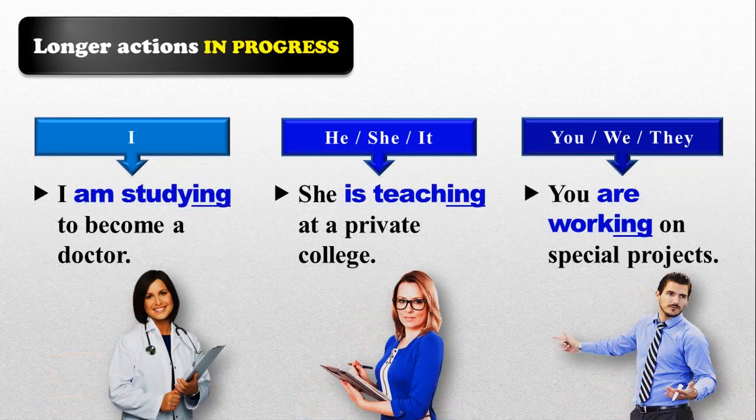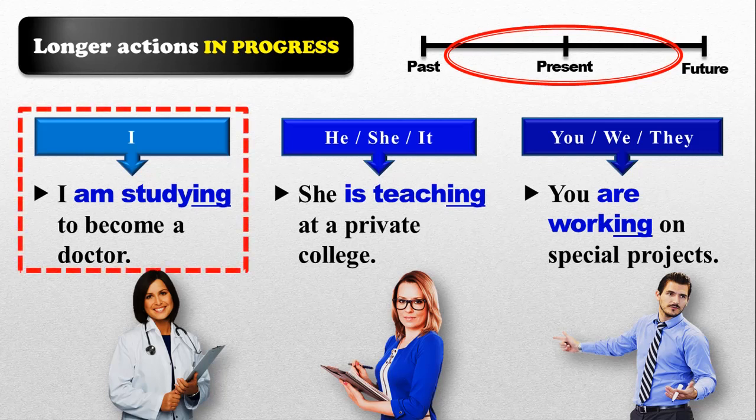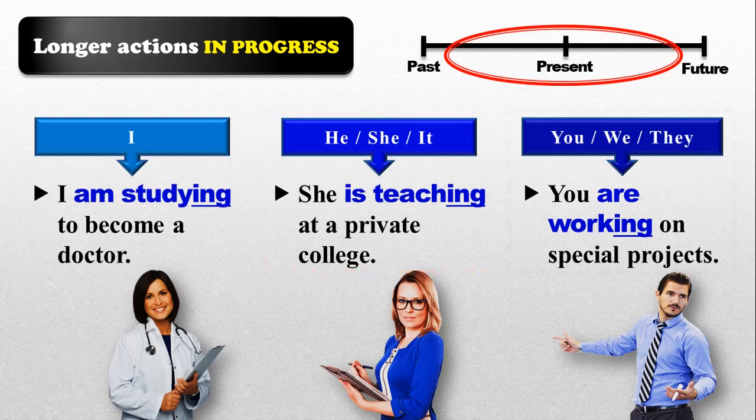Longer actions in progress means the actions started in the past, are still in progress, and continue to the future. For example, I am studying to become a doctor. She is teaching at a private college. You are working on special projects.